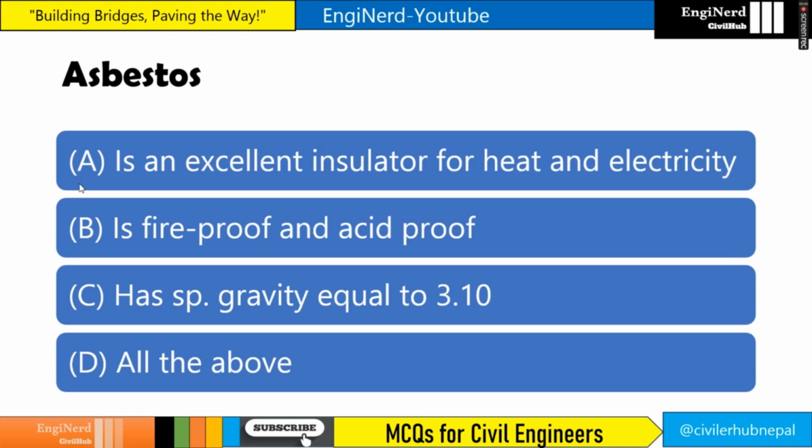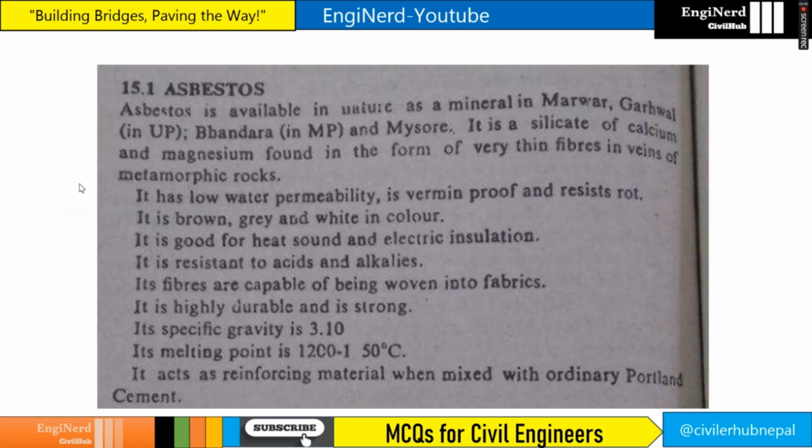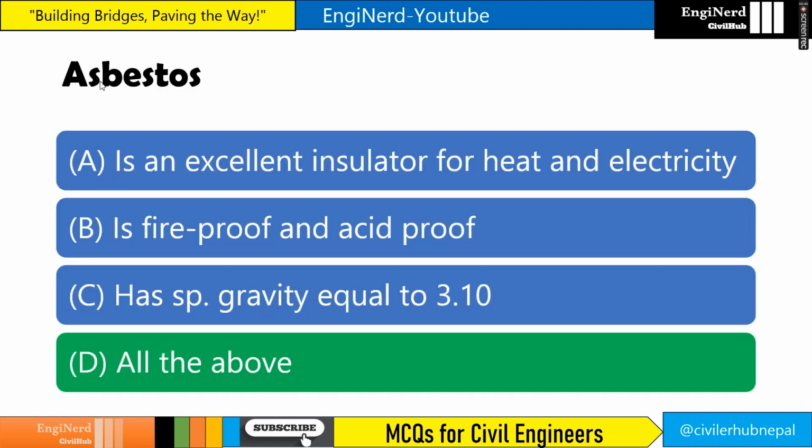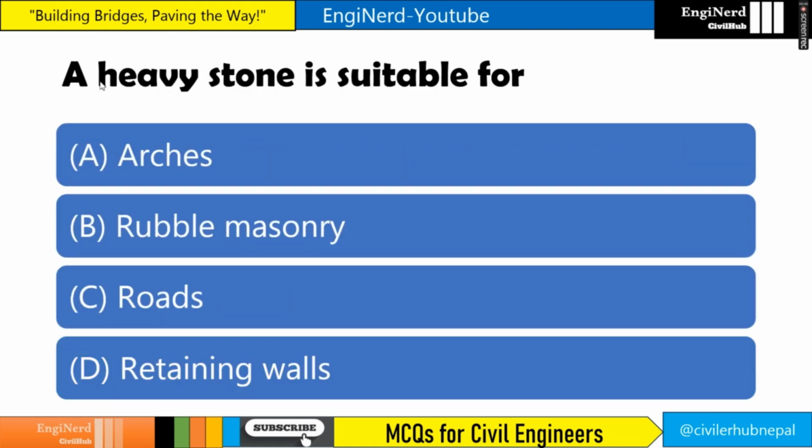Asbestos: option A, is an excellent insulator for heat and electricity; is fireproof and acid proof; has specific gravity equal to 3.10; all of the above. If you see here, it is good for heat, sound and electric insulation, all three things, right? And also its specific gravity is 3.10. So our answer will be all of the above.